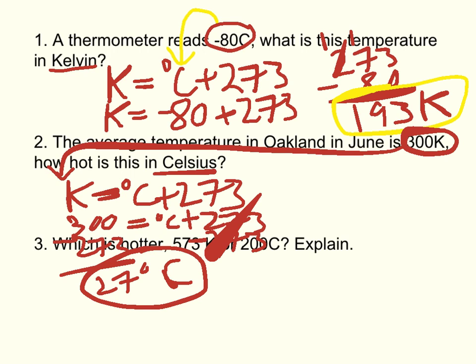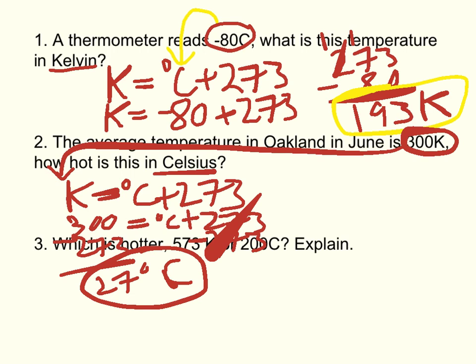Now I know number 3 is a little difficult to see, but it says, which is hotter, 573 Kelvin or 200 degrees Celsius? Since these values are in different units, you can't compare the numbers to each other. The numbers have to be in the same units before you can compare their values. So we can either convert 573 Kelvin to Celsius and then compare it to 200, or we can convert 200 Celsius to Kelvin and compare that to 573. Either way is perfectly fine.